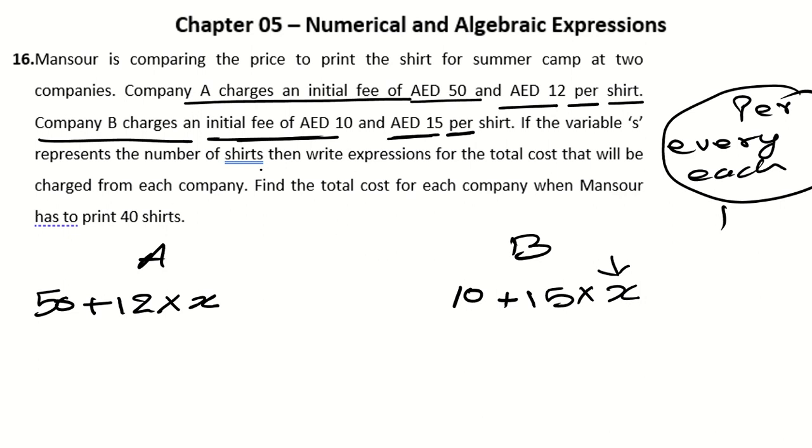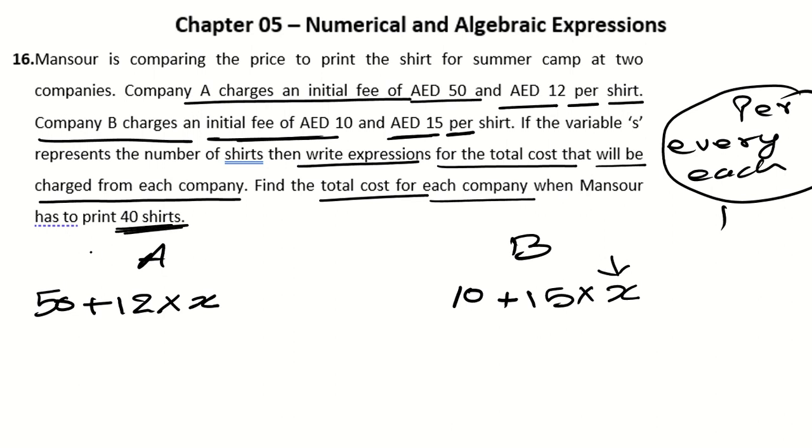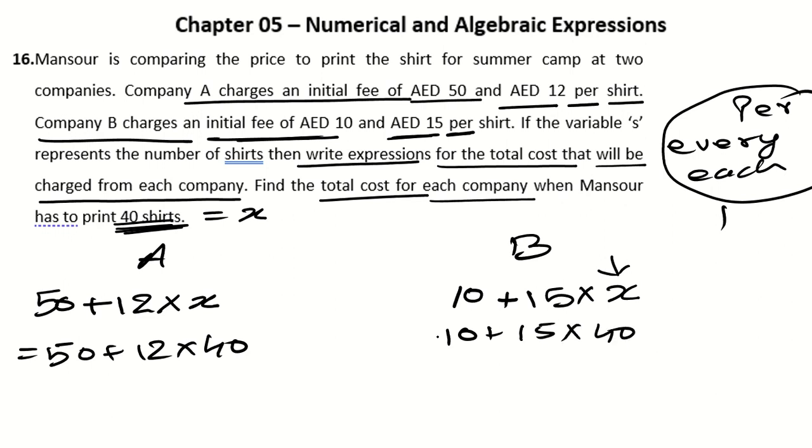Now what are they asking? They are asking to write an expression for the total cost that will be charged by the companies, and find the total cost for each company when Mansoor has to print 40 shirts. So 40 is the value of X. Just plug in the value here: 50 plus 12 multiplied by 40, and here 10 plus 15 times 40. 12 times 40 is 480, and 15 times 40 is 600.